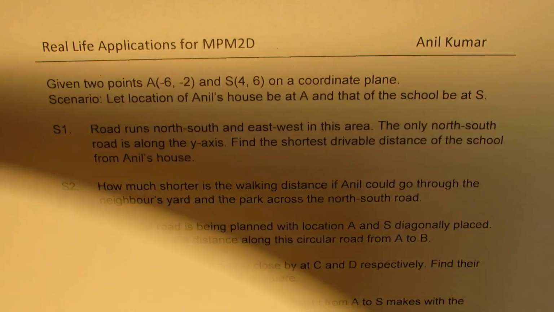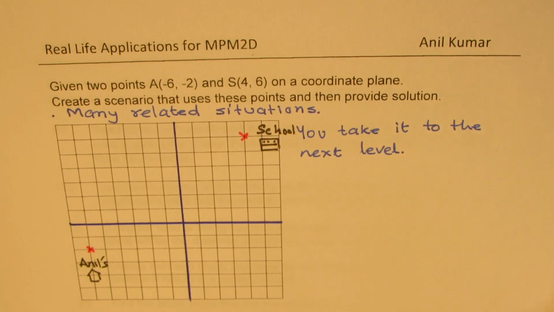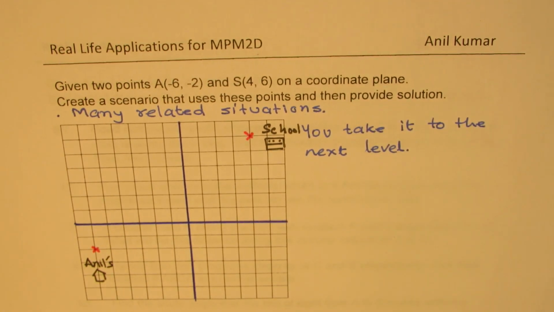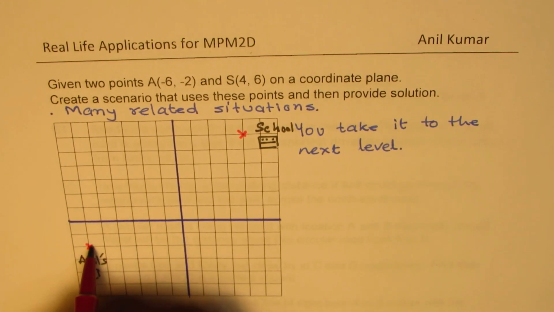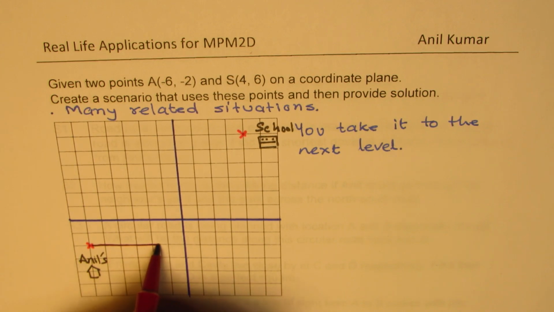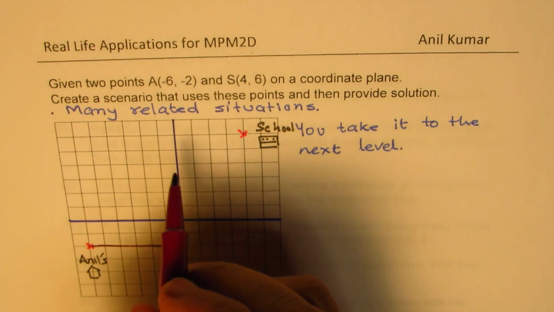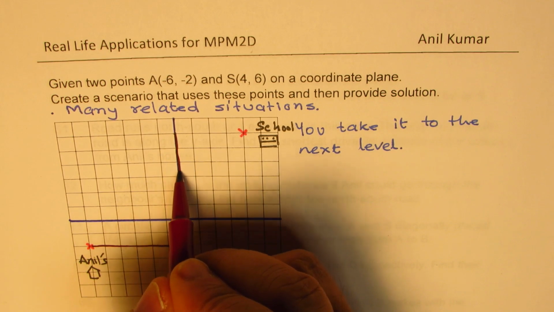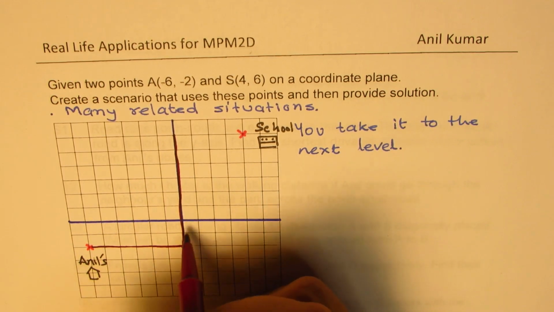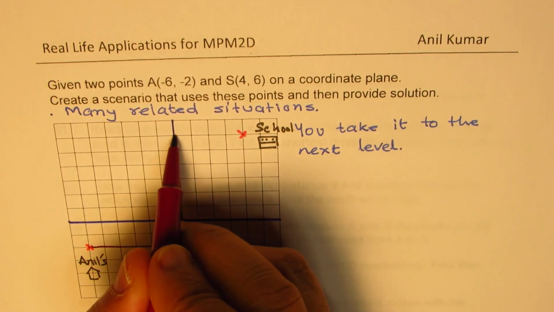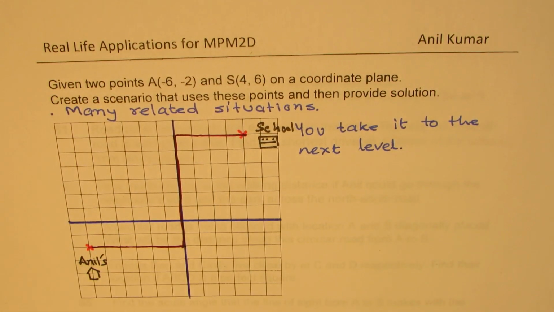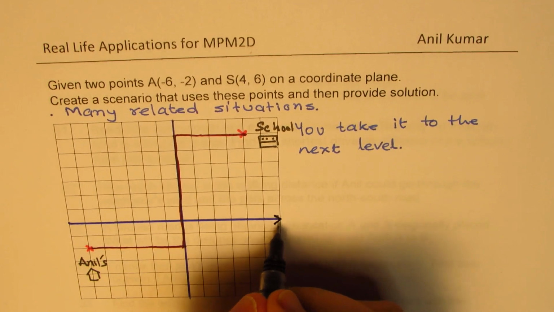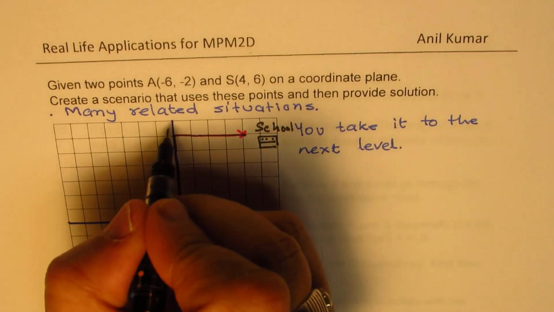So what you need to do now is that scenario number 1 says that we have a north-south road and east-west roads. As far as east-west is concerned, you can go anyway. So let us say you drive like this. However, there's only one north-south road, so you have to go like this. That is your north-south road along the y-axis, and that is how you can reach the school. Perfect. So I've given it a direction. I'm saying this is my direction east, and that is the direction north.